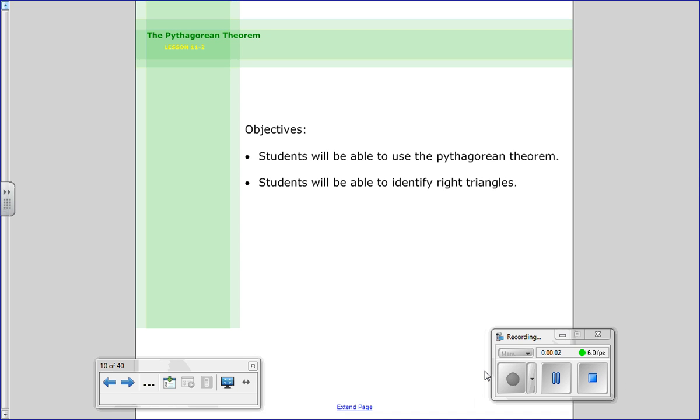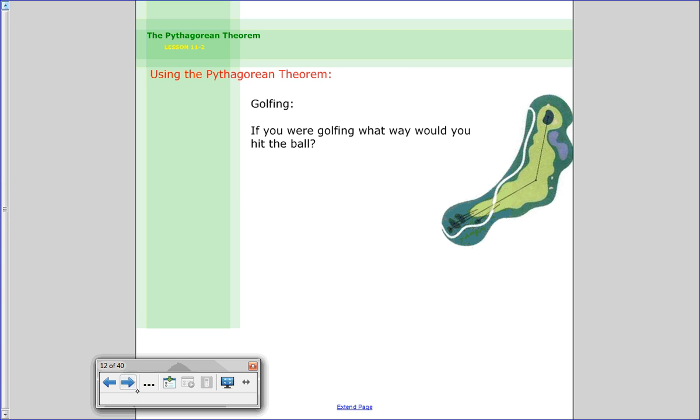Hello, this is lesson 11-2 on the Pythagorean Theorem. In tonight's lesson, you're going to be able to use the Pythagorean Theorem, and you're also going to be able to identify right triangles. So we're going to go ahead and get started.